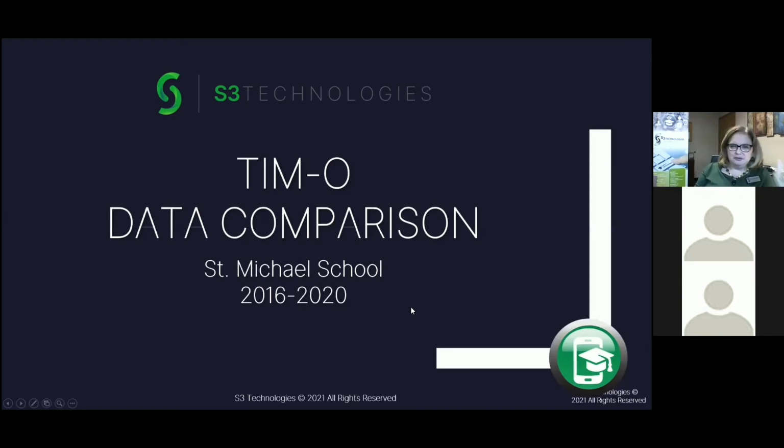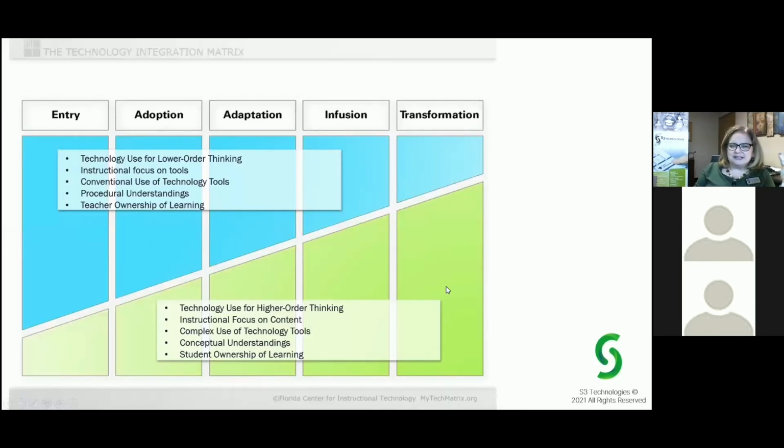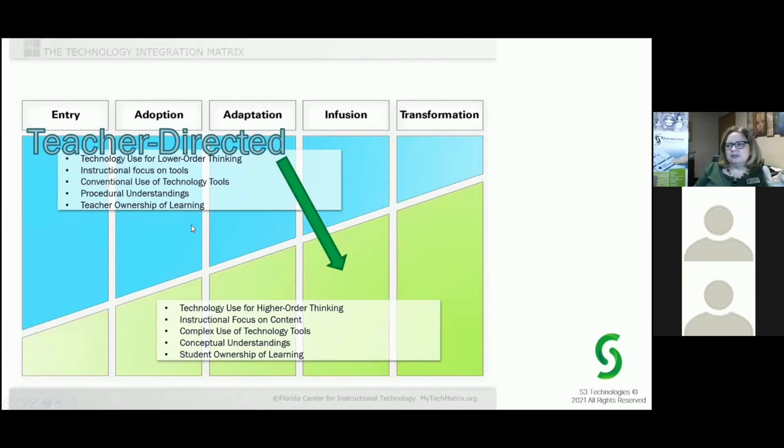The TIM-O is the other data that we use, the TIM observation tool. And again, we get these amazing graphs back out of the spreadsheets that show us really how we're doing and where we're growing. The whole idea behind the TIM model is to move across the model towards the transformation level in all of the 5 different characteristics of the classroom. What you're really doing is moving from a teacher-directed approach to more of a student-directed approach, where the students are really taking ownership and leading their learning.